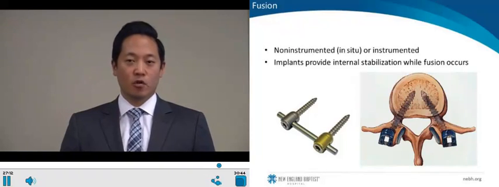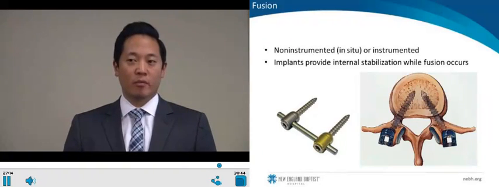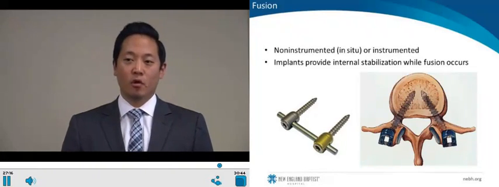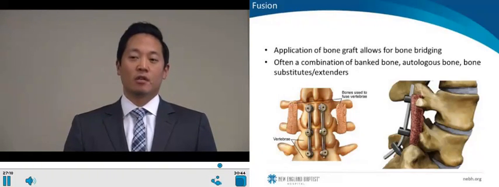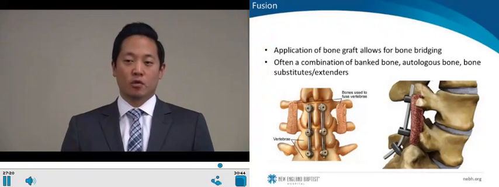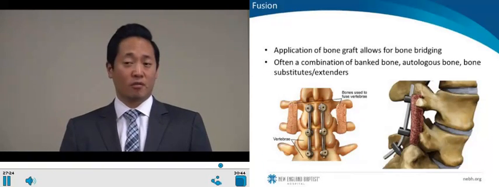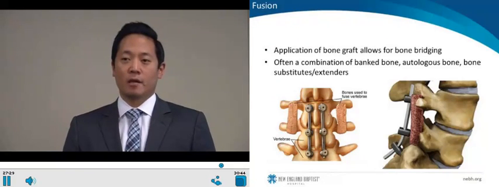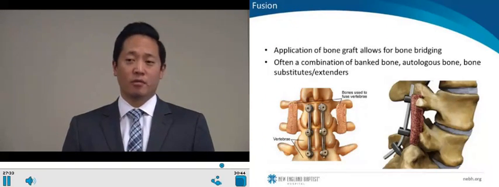Without instrumentation, the fusion can also be performed in a non-instrumented manner. This is typically done through the use of bone graft. We can see here on the left traditional placement of the bone graft in a posterior spinal fusion along the posterolateral gutters or the intertransverse area. This facilitates bony bridging across the bones.